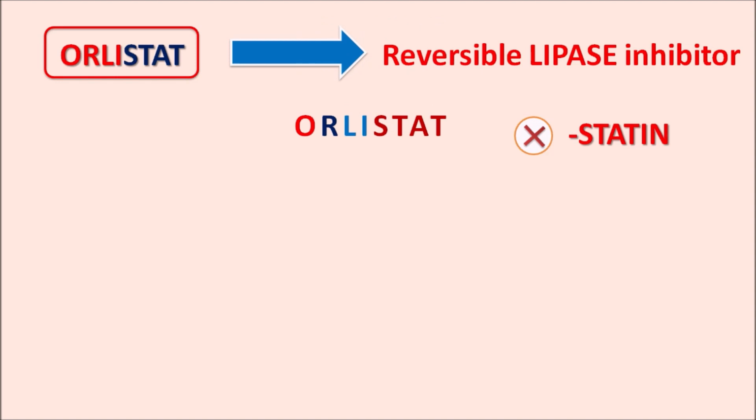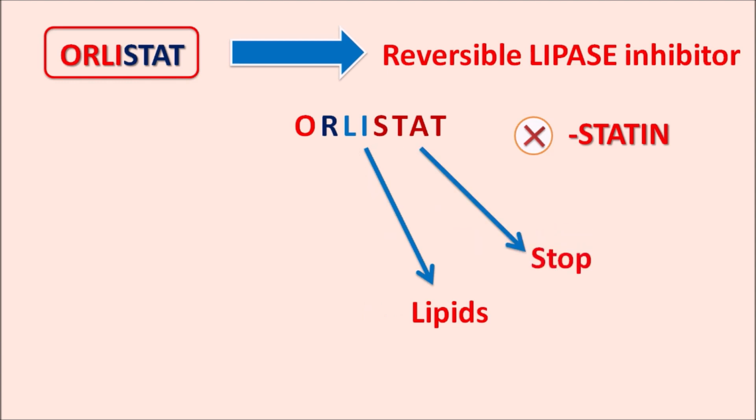Here within the name we can identify few of the information of this drug. The letters Li indicates this drug is related with the lipids and stat indicates it is stopping the absorption. So Orlistat is a drug which reduces the lipid absorption by inhibition of lipase enzyme. Similarly, the first two letters can give some information of this drug, particularly about the side effects. Just for remembering, we can decode like this.